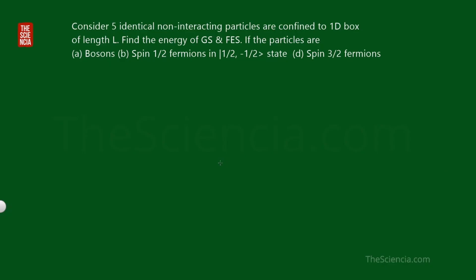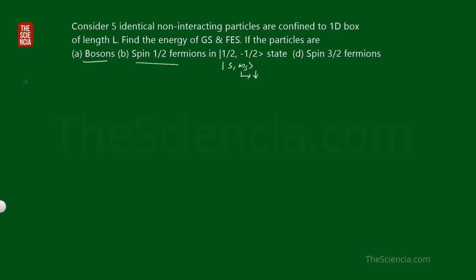Now let us consider another example problem. There are 5 identical non-interacting particles confined to a 1D box of length L. The question is to find the ground state and first excited state energies if the particles are, one, bosons; two, spin half fermions in the state S, MS, that is, spin down, so all the particles are in down spin; and three, spin 3/2 fermions.